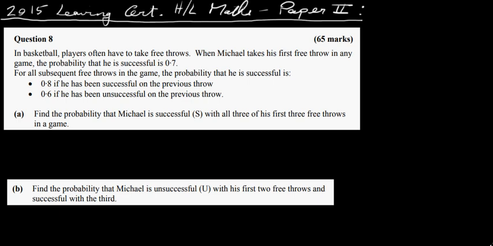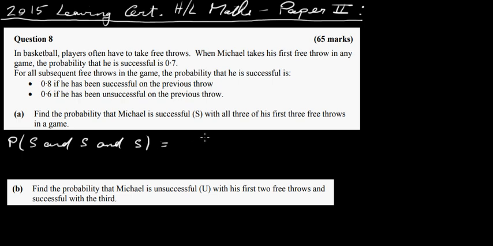So what we have to do in part A here is find the probability that Michael is successful with all three of his first 3 free throws in the game. So let's have a look at that. We want the probability that he is successful, and then in the next throw successful, and in his next throw successful.